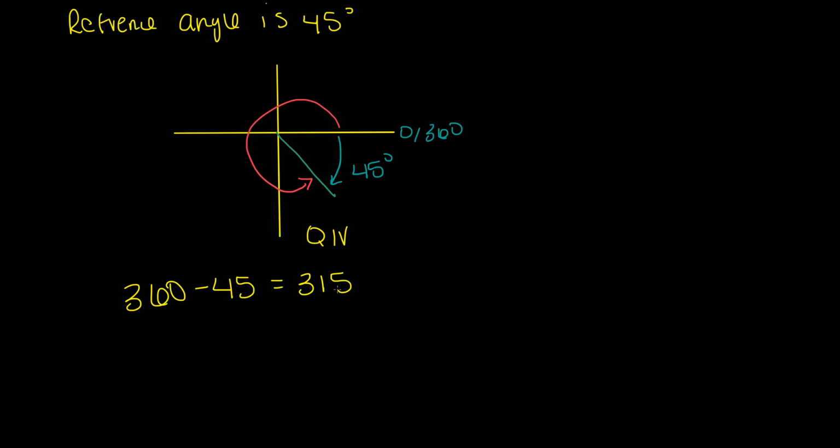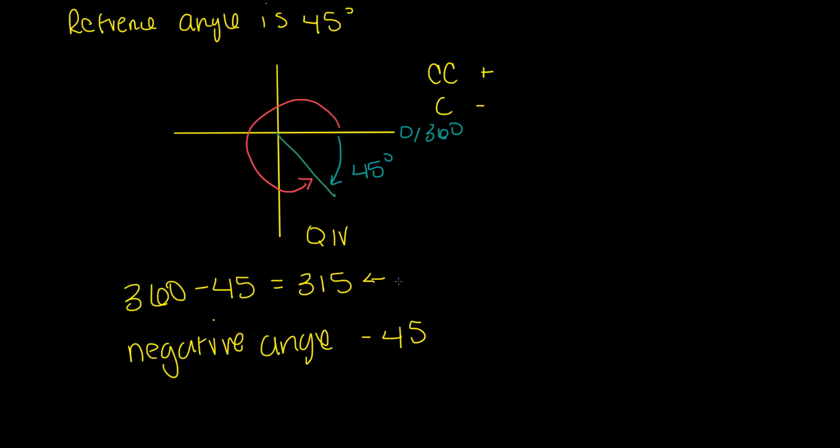Now, it asks what the positive measure and the negative measure for this angle are. Remember, counterclockwise is positive, clockwise is negative. So going clockwise, my negative angle would be negative 45, while my positive angle would be 315. Right, so there you have it.